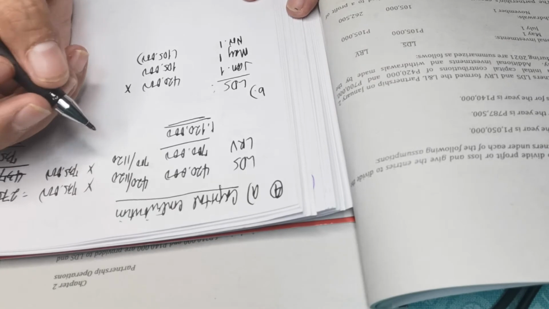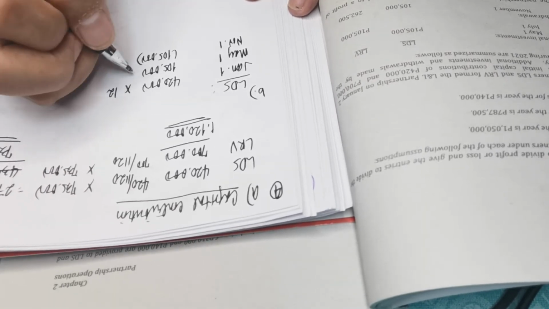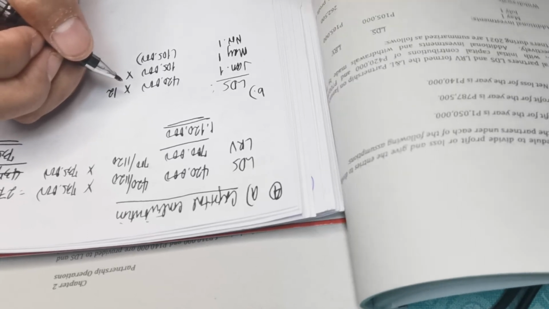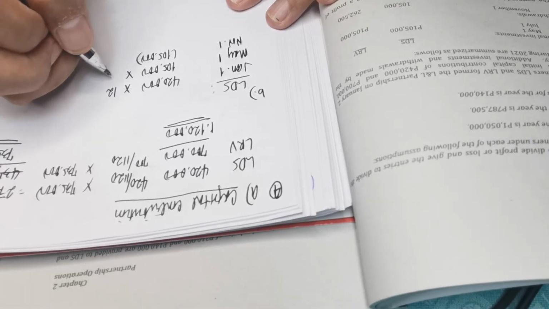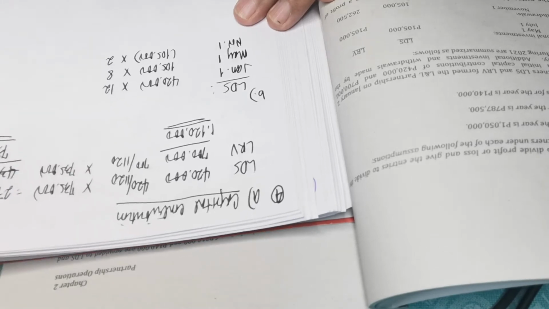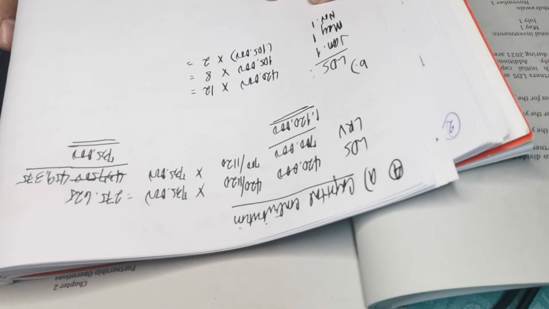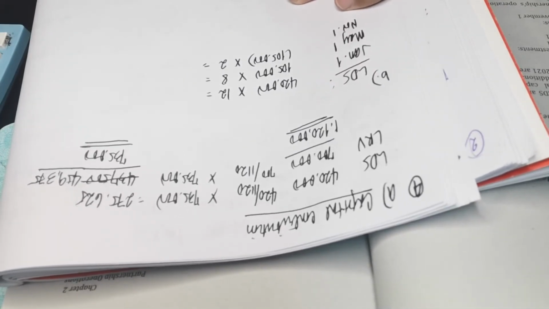Ito, nag-outstanding siya for 12 months. May 1 to December, how many months? April, so 3, 4, so 8. And then ito naman ay November, December, 2. Okay. So let us now find the average capital of LDS. So that's 420 times 12.